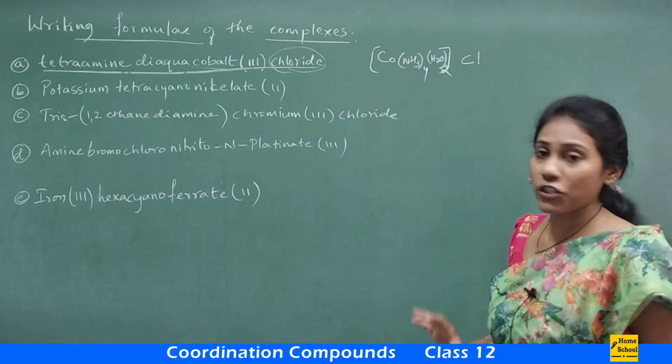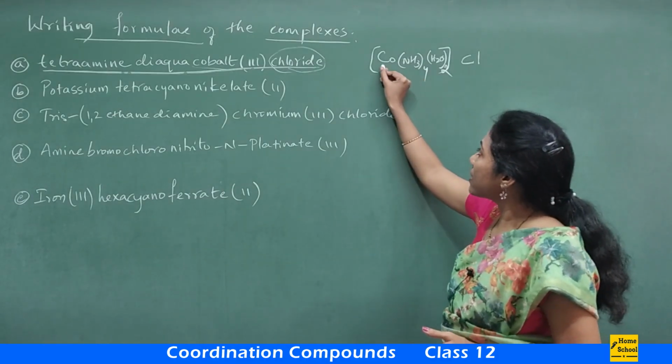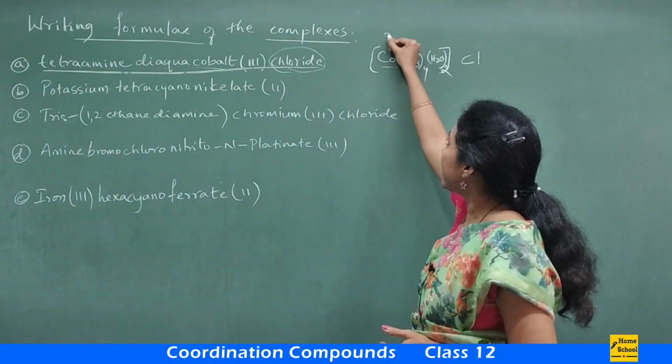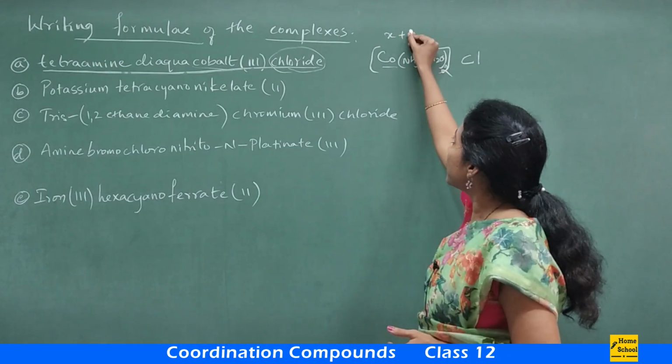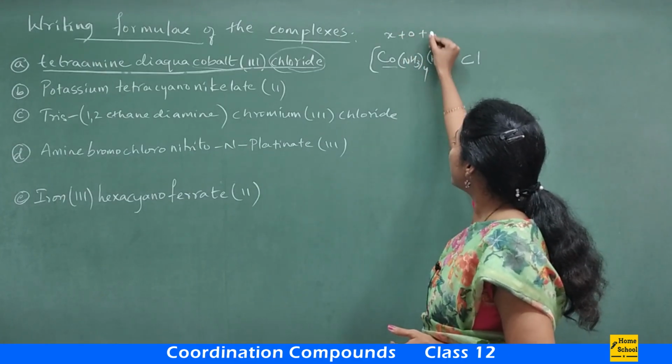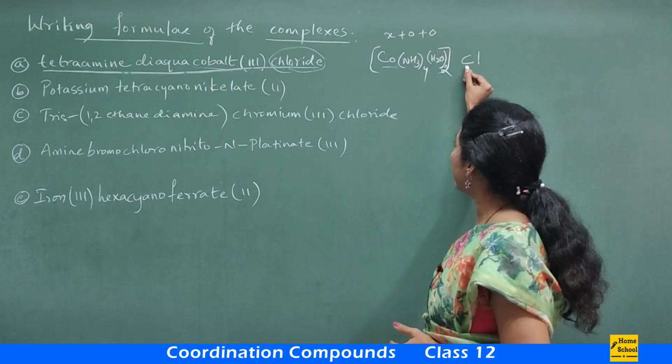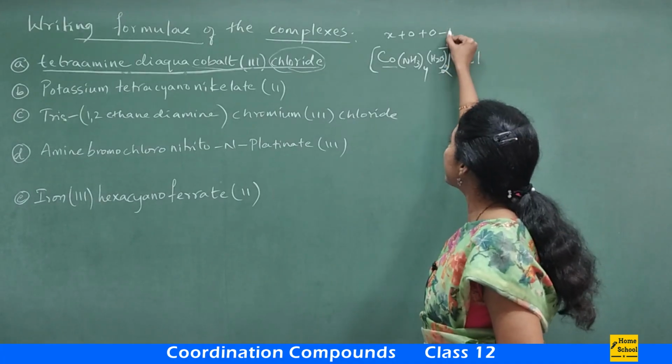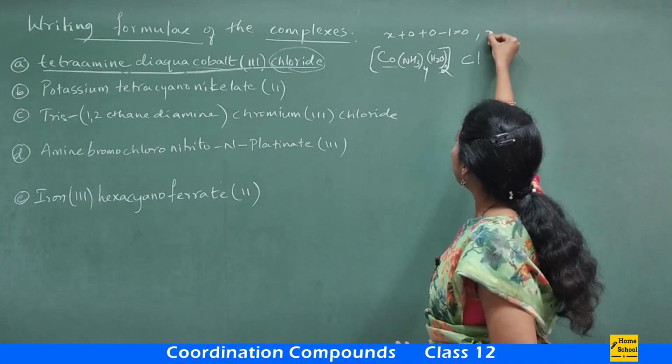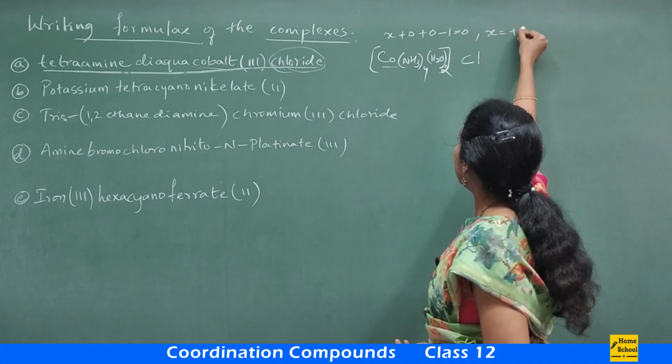Okay, so let us check it out. Let us see the oxidation state of cobalt here. X plus this is a neutral ligand 0, plus this is also a neutral ligand 0. This is Cl. I have written 1 Cl, so I will take it as -1, equal to 0. So here X is equal to +1 I will get.